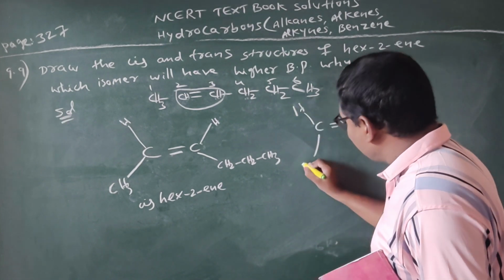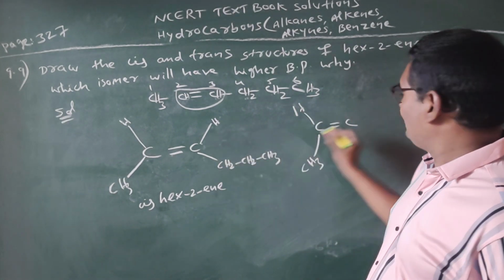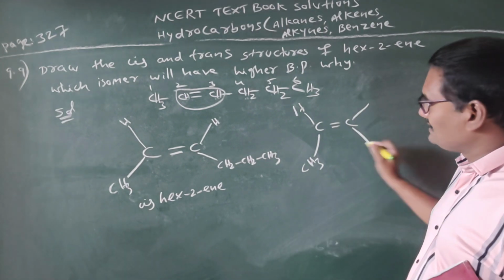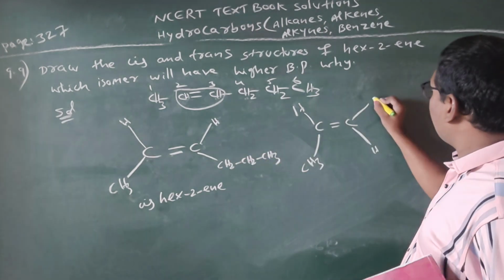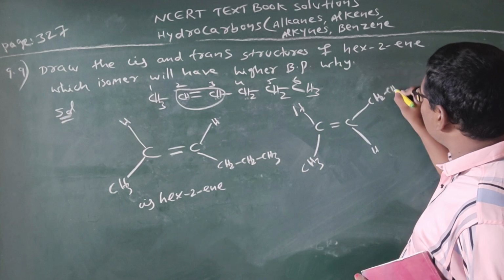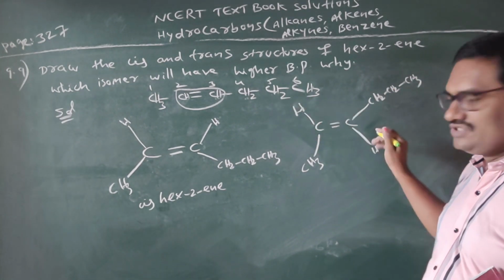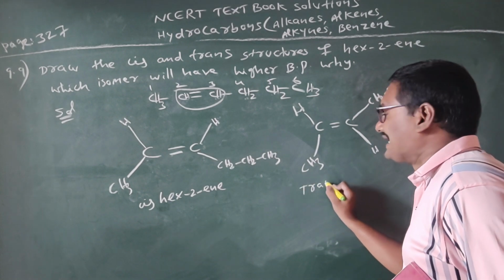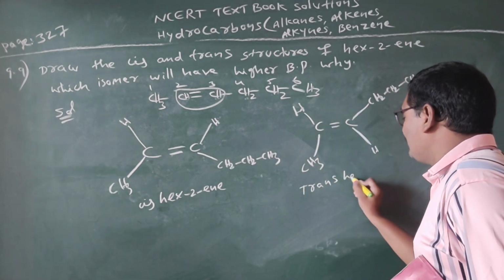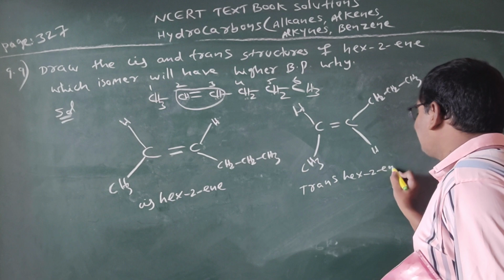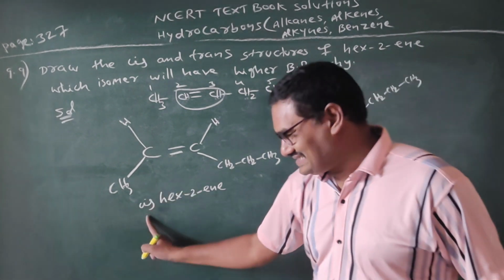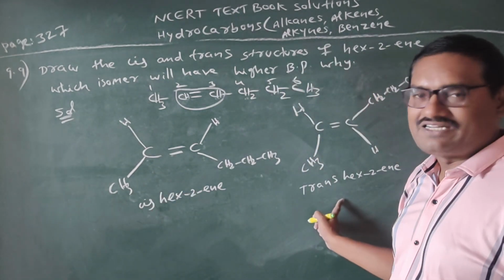Here H, here CH3. Next one, in this place hydrogen. On the top place CH2, CH2, CH3. So the opposite sides contain the same groups. So its name is trans hex-2-ene. So it is the cis compound, it is the trans compound.